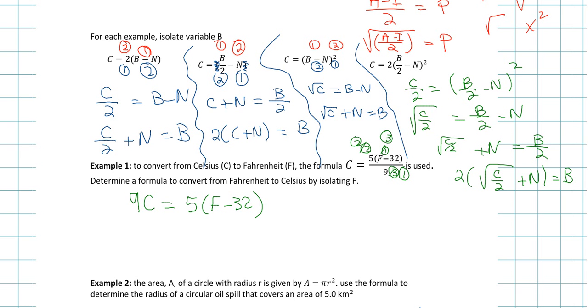Now I have to get rid of the 5. 5 is multiplied by the bracket. By me bringing it over, it's going to become a division. So it's 9c divided by 5 equals to f minus 32. Then I have to bring over the negative 32. What does it become when I bring it over? Plus, so it's going to be plus 32 equals F.